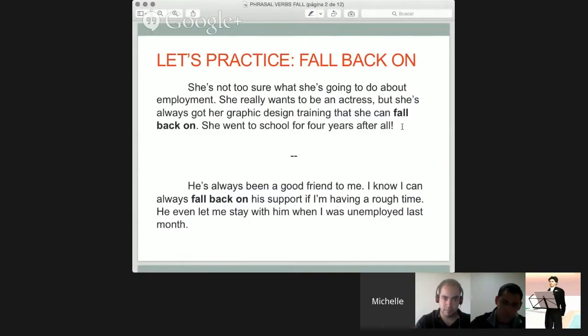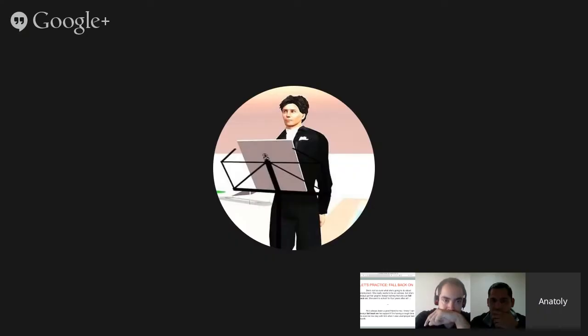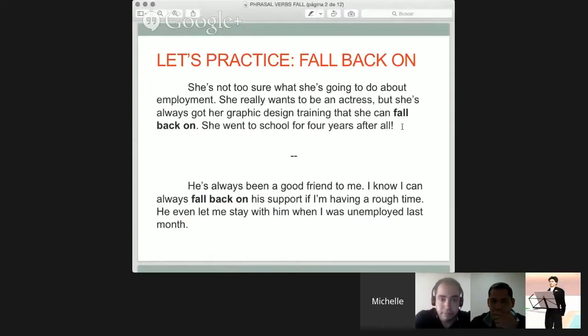Good. Okay, so based on the context of that paragraph, what do you think the phrasal verb fall back on means? Any ideas? Fall back on. Literal understandable meaning could be look ahead, look behind in the past. Look behind. But she's not sure she wants to be an actress, but she's always got her graphic design training that she can fall back on.